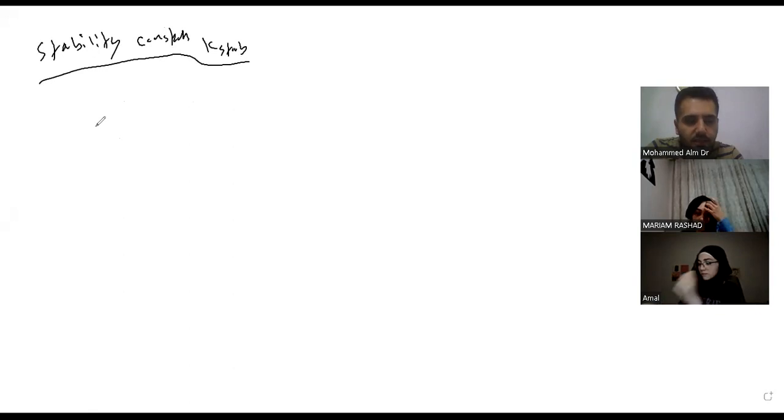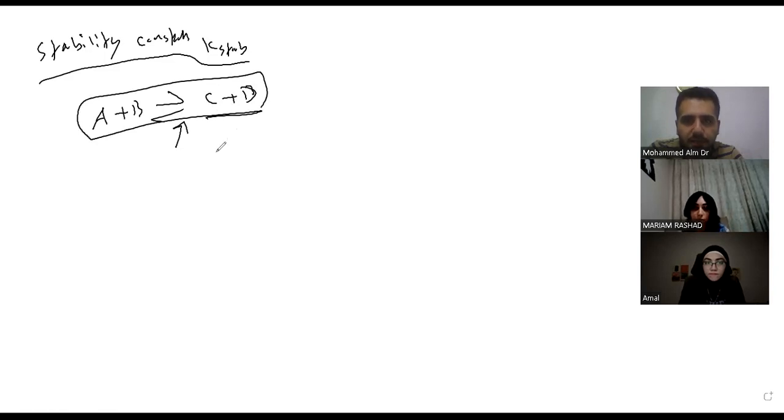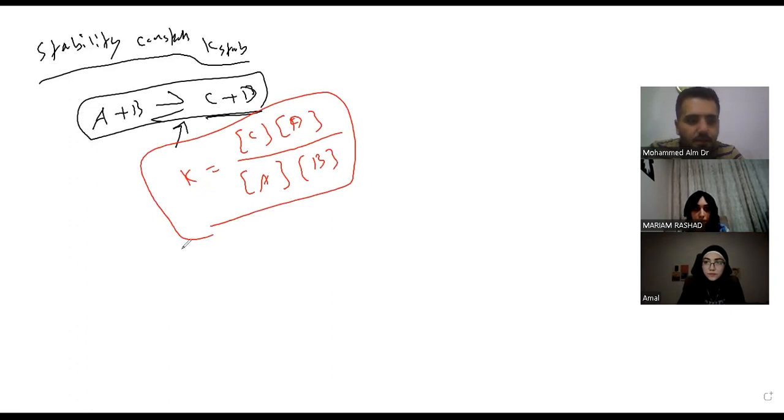So before we start, guys, let me remind you about something. When we have A plus B give us C plus D, you know, guys, this reaction is in equilibrium. And whenever we have equilibrium, we have what, guys? Whenever we have equilibrium, we have K, right? So K, guys, always is the concentration of products over the concentration of reactants, okay? The same idea we will apply here.